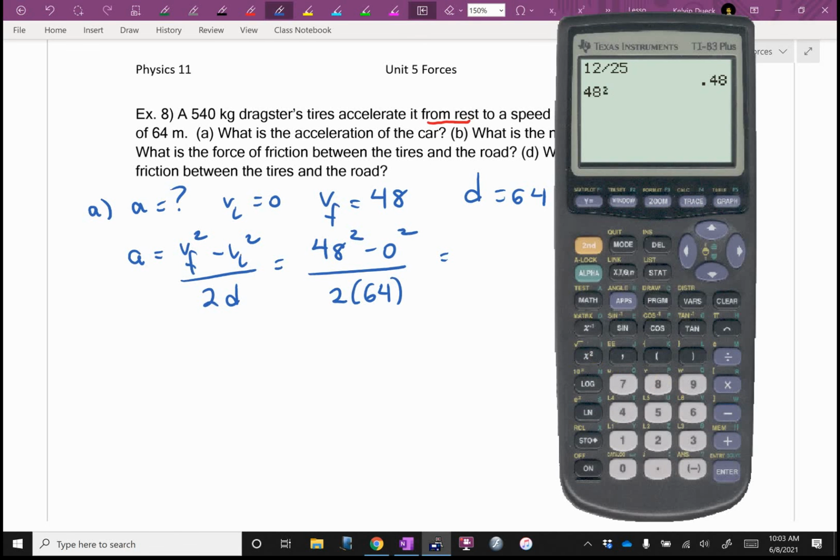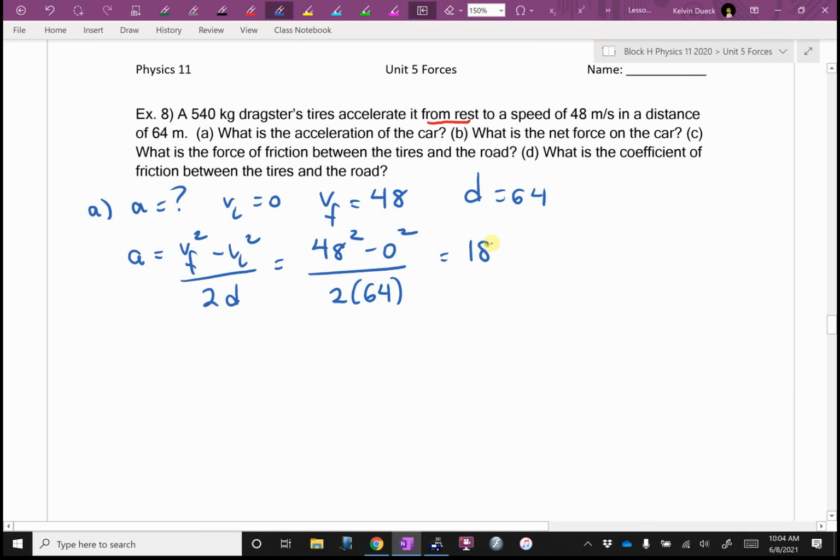48 squared. Will minus 0 squared change my answer at all? I'm going to leave it, but I'm going to have to put the bottom in brackets. And I get 18 meters per second squared. Just about 2 Gs, not quite. Which is about right. Okay? Oh no, I did it wrong again. My calculator is... Did you put the bottom in brackets? I would never do that. Never put it in. It's been successful this whole time. Okay. Liam. It's a calculator.